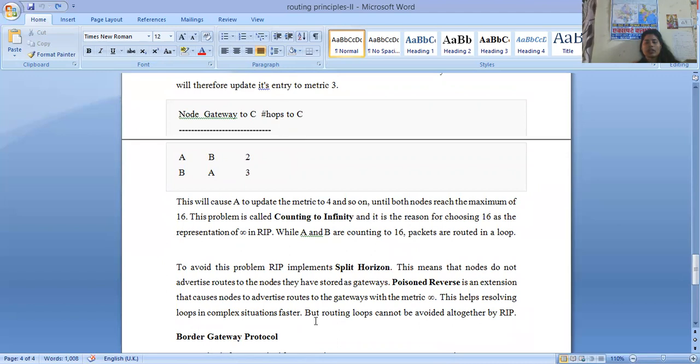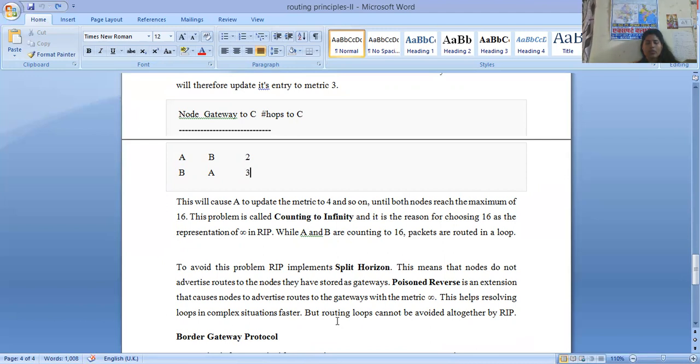and so on until both nodes reach the maximum 16. This problem is called counting to infinity, and it is the reason for choosing 16 as the representation of infinity in the Routing Information Protocol. And while A and B are counting to 16, packets are routed in a loop.